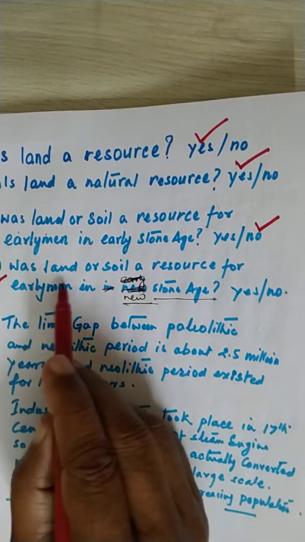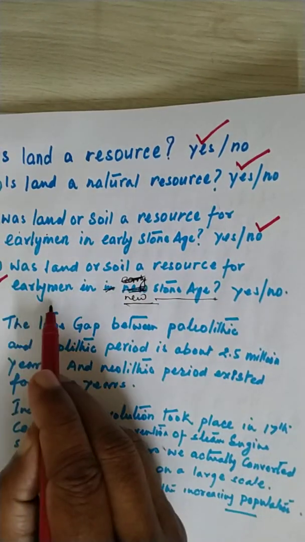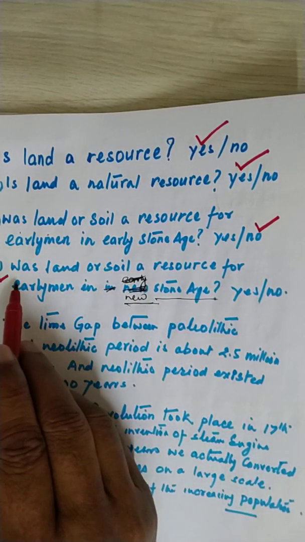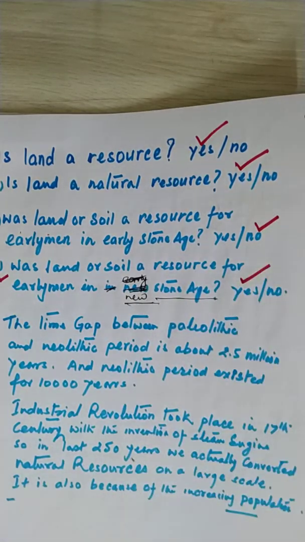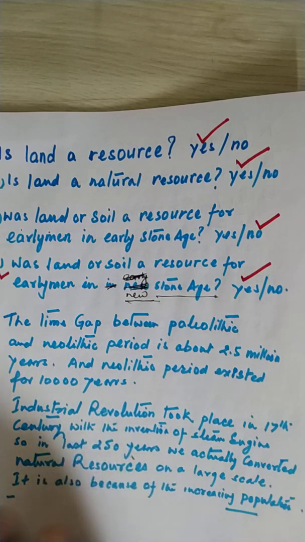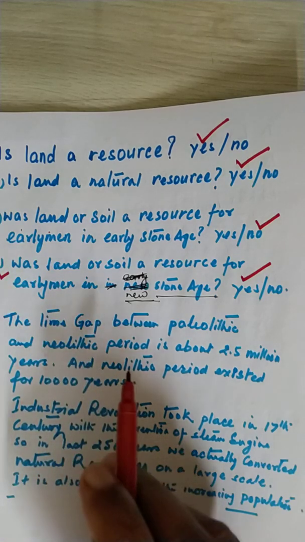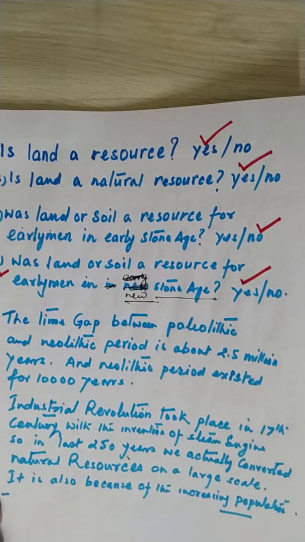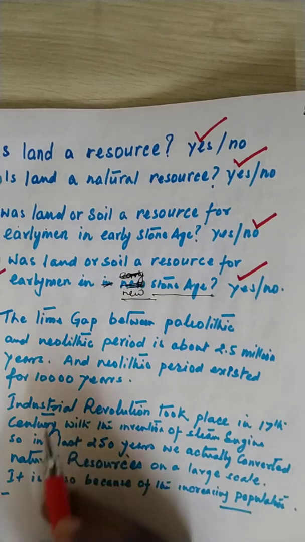And the last question, was land or soil a resource for early men in the New Stone Age, that is Neolithic period? So the answer is yes. Yes, because the people started growing crops, building houses, domesticating animals during Neolithic period. So that means they started using land. The people in the Neolithic period started using land. So land became a resource for them. You got the point?